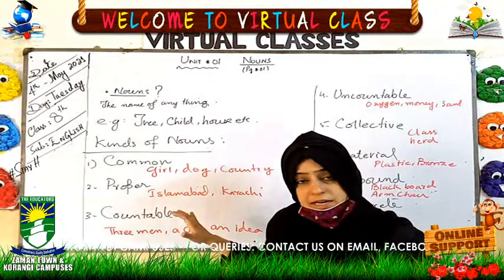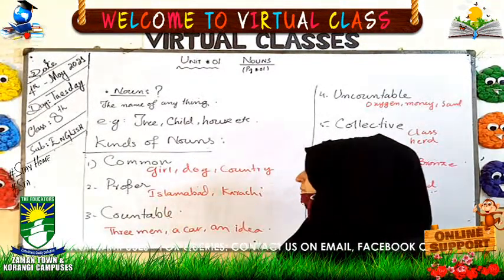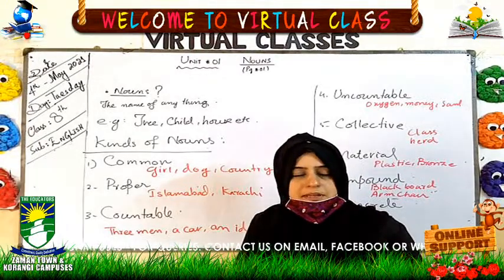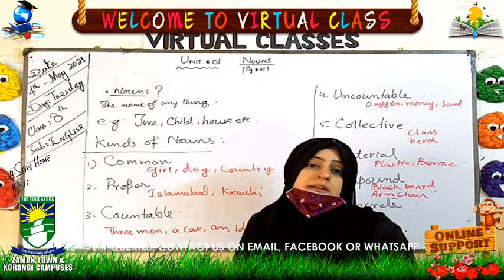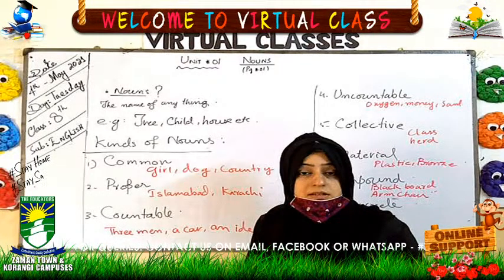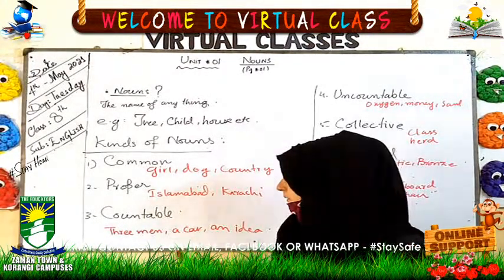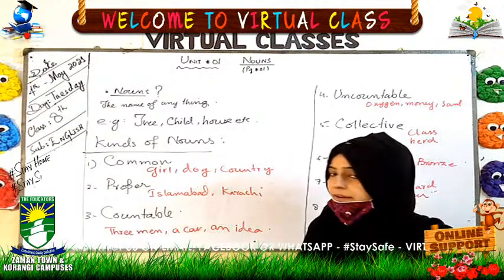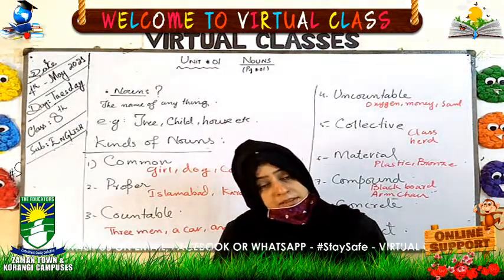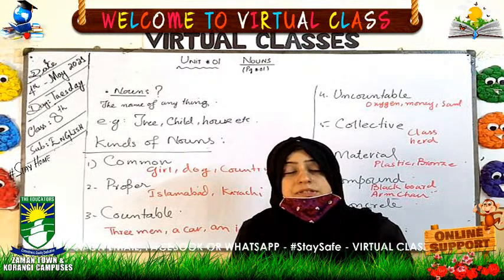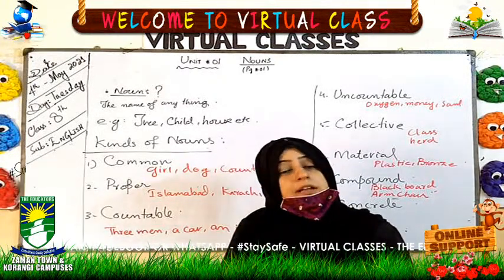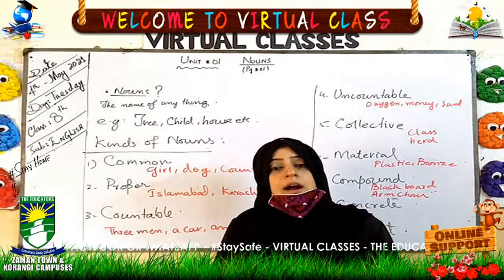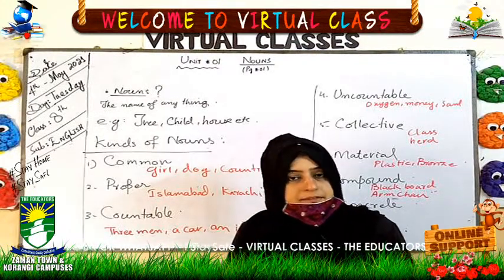Common, general; proper, specific. The third type is countable noun. Countable noun means the things you can count, the things you can number. For instance, 3 men, a car, an idea. The things which you can count, which you can number, would be countable. It can be anything, it can be abstract like idea, truth, like this.